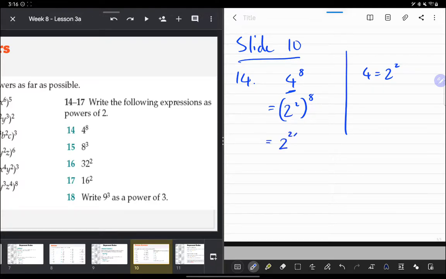2 to the power of 2 times 8, which is 2 to the power of 16. Yep.